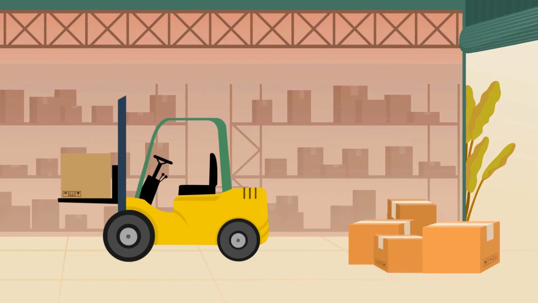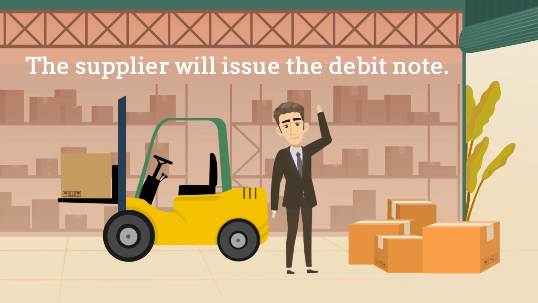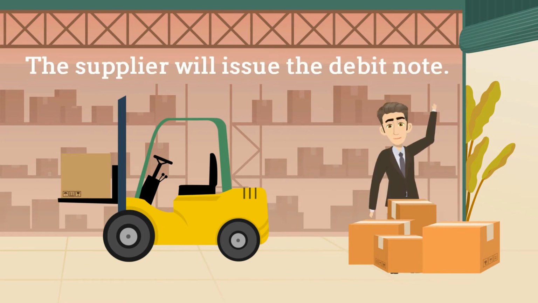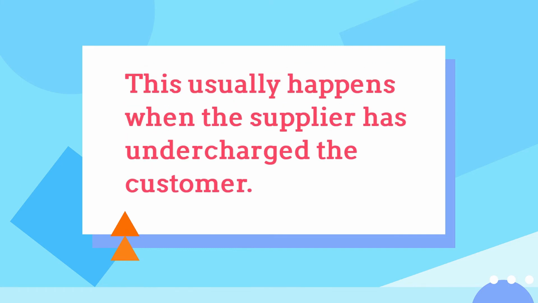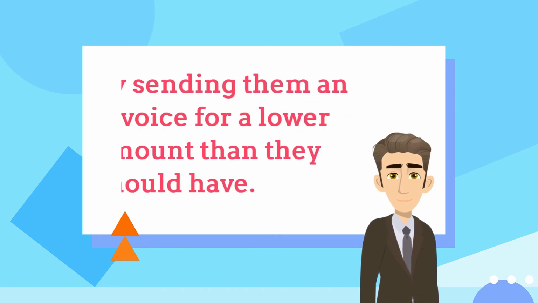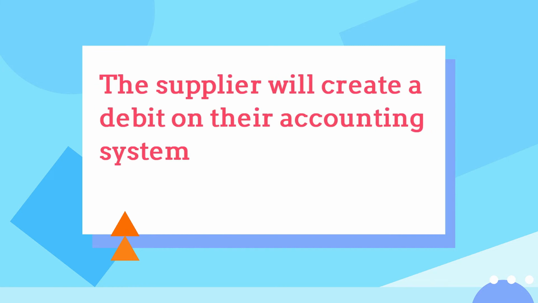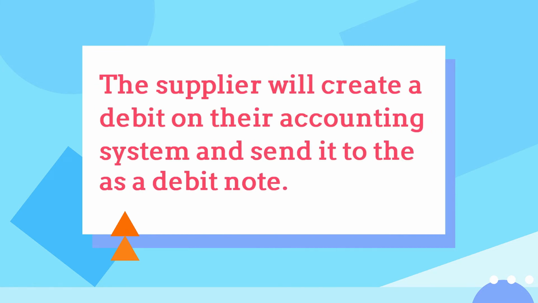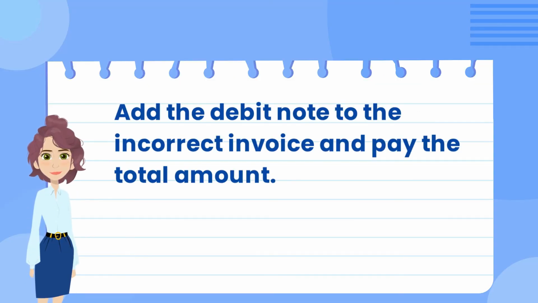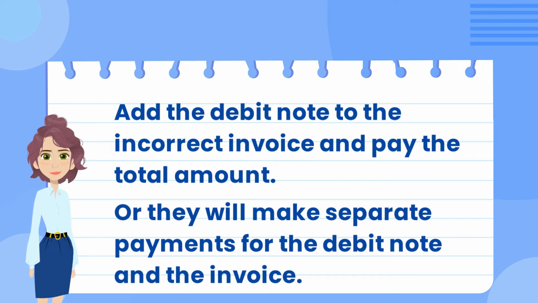In the second scenario we're going to look at, the supplier will issue the debit note and send it to the customer. This usually happens when the supplier undercharges their customer by accidentally sending them an invoice for a lower amount than they should have. In this case, the supplier will create a debit on their accounting system and send it to the customer as a debit note. The customer will then either add the debit note to the incorrect invoice and pay the total amount, or they will make separate payments for the debit note and the invoice.